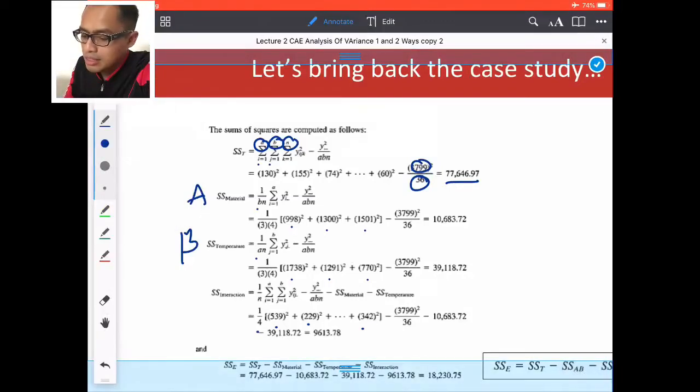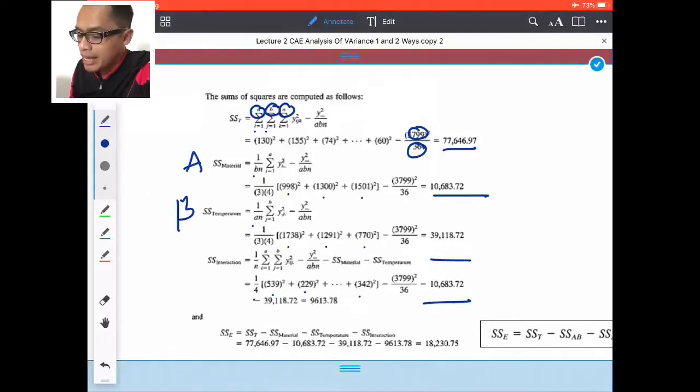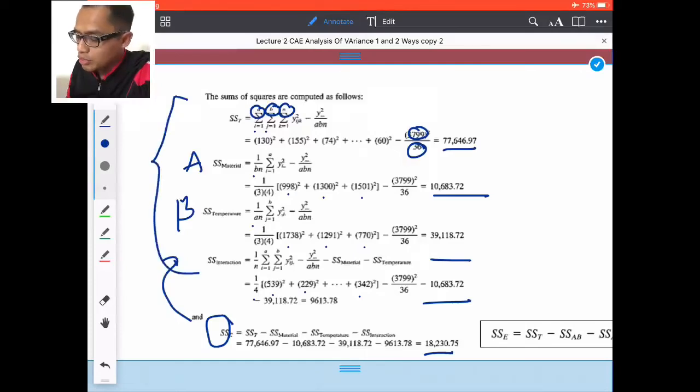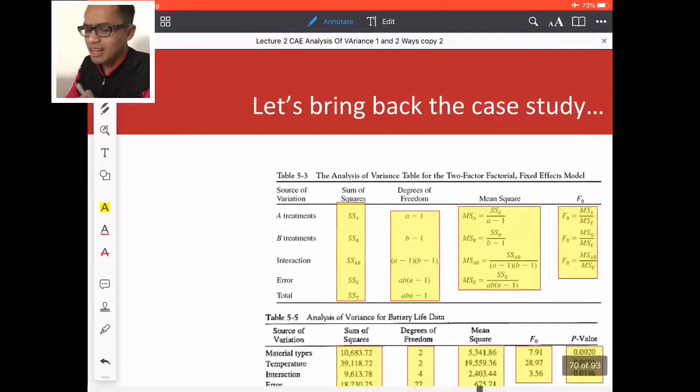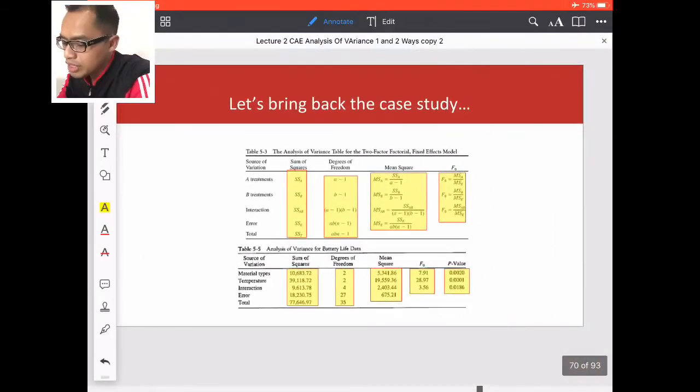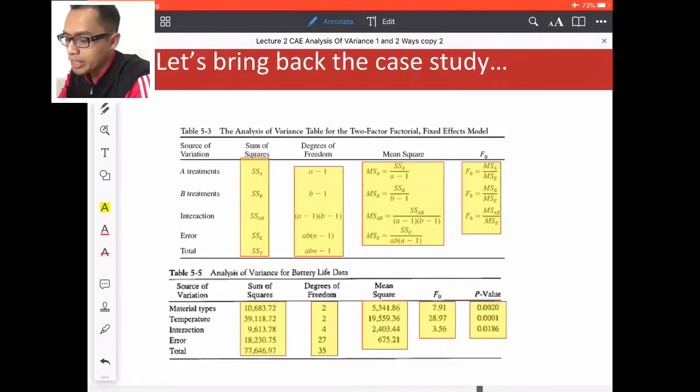So as you can see, all our values are still positive. And in the end, SSE is the error minus all of these. And you got a positive value as well. Next slide. I'm going to go through this very quickly because they are mostly the same as ANOVA one way.